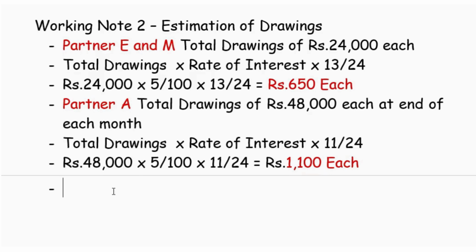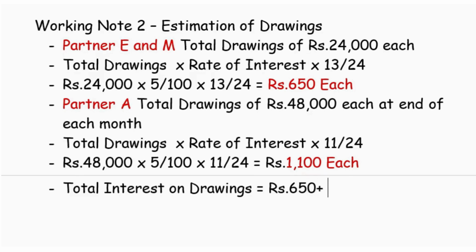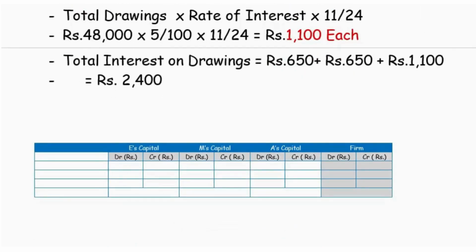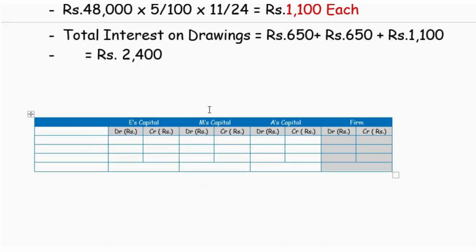Now we are to calculate the total interest on drawings made by all partners. That is rupees 650 plus rupees 650 plus rupees 1,100. That is, the total interest on drawings is rupees 2,400. Now making the third working note, that is working note 3. This is the adjustment table.